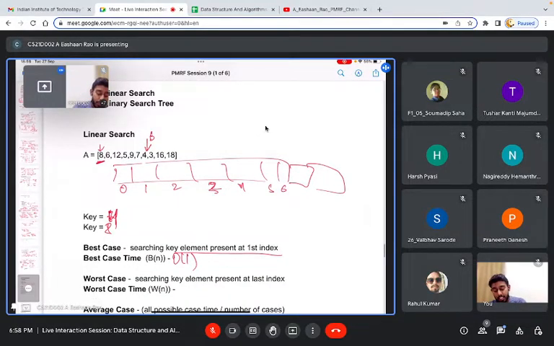But what will be the worst case here? The worst case will be either the last element, or the element is not present. Since it has to go from the 0th to the nth position, wherever the nth position is, it will be order of n. I'm saying order of n right now.